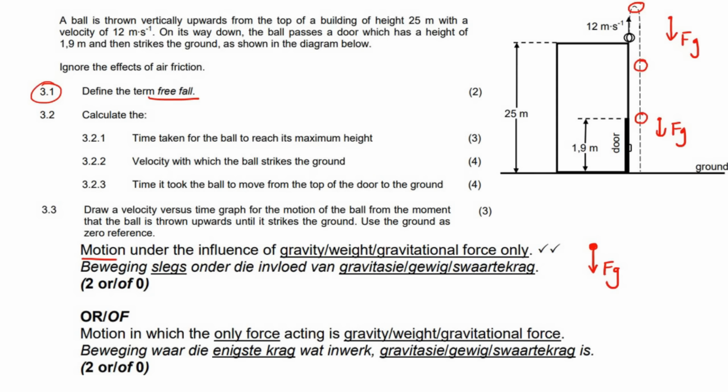And so here we have it from the memo. It says it's the motion under the influence of gravity, or you could have said weight, or you could have said gravitational force only. Okay, and then you could have also said motion in which the only force acting is gravity. So there's a couple of different ways you could say it, so whatever suits you best, but you get the idea of what it is.